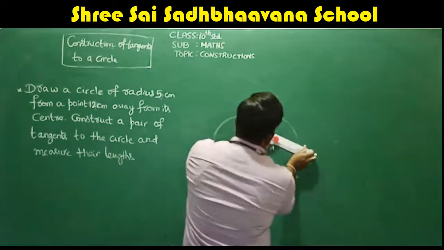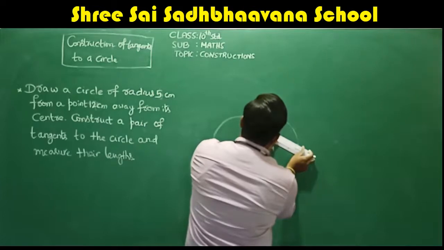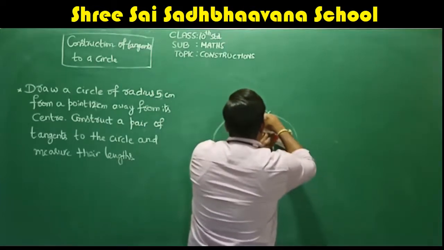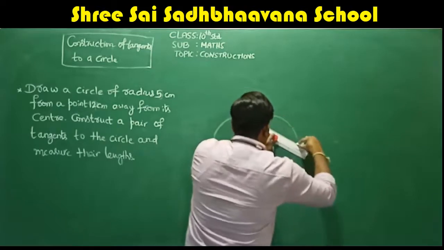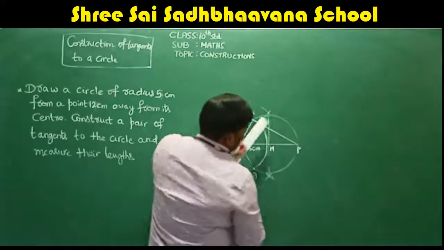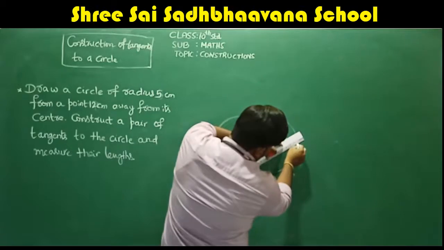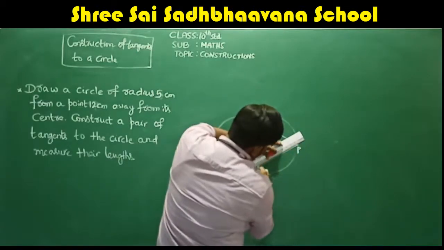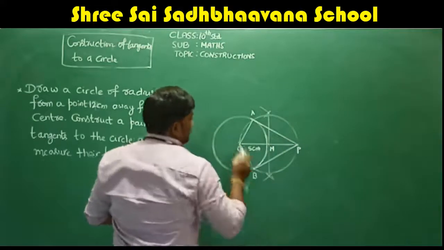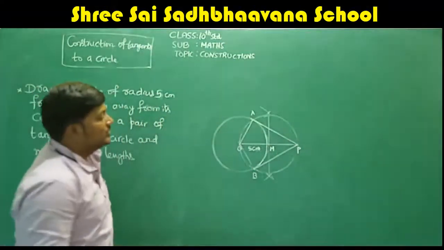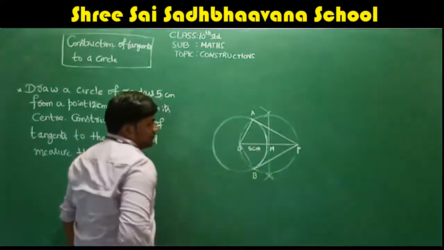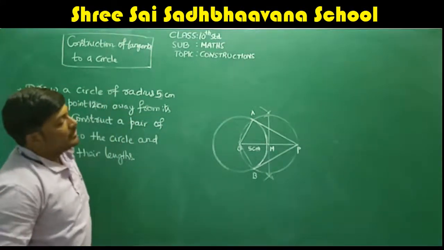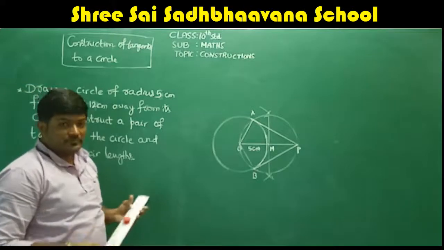From P, you just draw one line, which is considered as a tangent, which is PA. And next also you draw a line which is a tangent, which is called PB. That's all. This much you have to do. This will fetch you 2 marks. So we draw the tangents PA and PB. That's all. This is the construction.